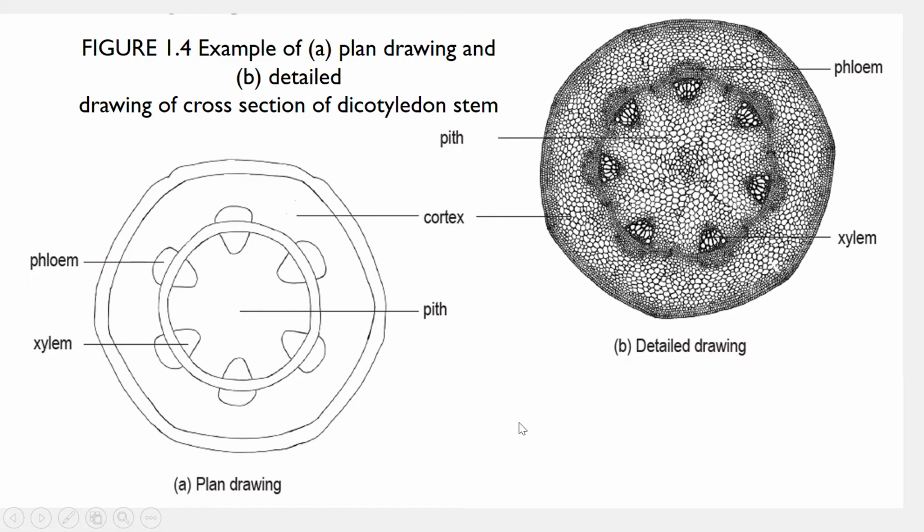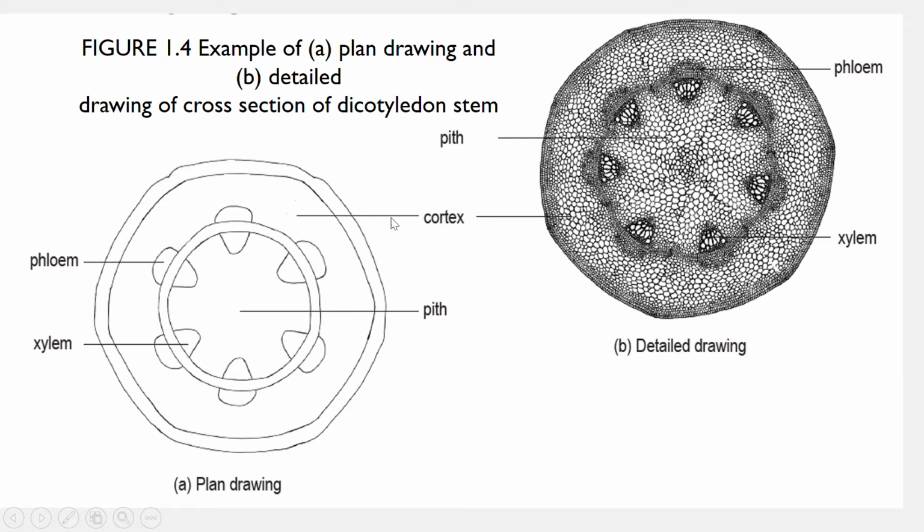Jangan buat, let me see, like this. So the labels, the lines are straight. There's no arrowhead. Jangan ada anak panah. The drawings are clear. The lines are continuous. So this is detailed drawing, whereas this is plan drawing. So this is how you should be. You should practice. Make sure the lines are not crossing one another. For example, you want to label the pith. The cortex is over here.